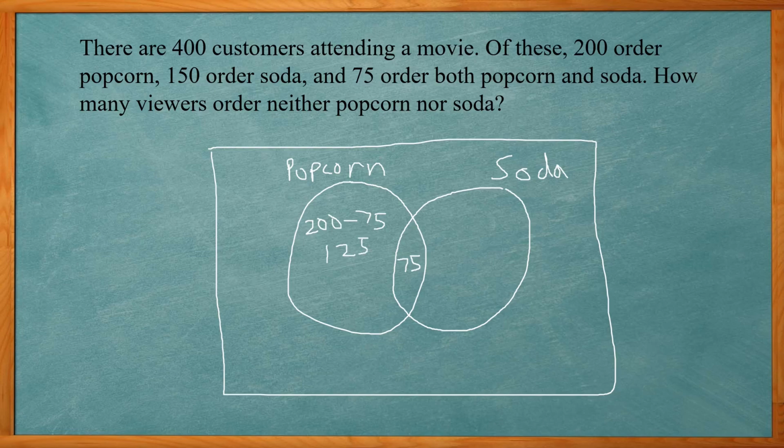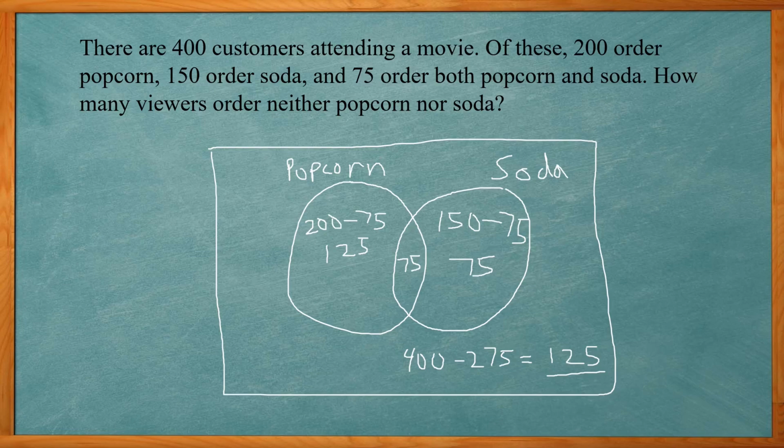For soda, we have a total of 150 that ordered that. And we already have 75, so it's going to be 150 minus 75 to give us 75. Now if we add those together, 125 plus 75 plus 75, that gives us 275. Now if we surveyed 400 people, that means 400 minus the 275 didn't order anything, which comes out to 125. So our question was, how many viewers ordered neither popcorn nor soda? So that would be our 125.